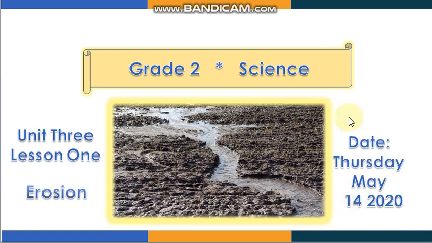Everyone, here is a picture and I want you to tell me, what do you see in the picture? I can see a river. Yeah, what else? And I can see rocks. Rocks. So the river or the water is passing through the rocks. Well done. Or mud. Okay, good.